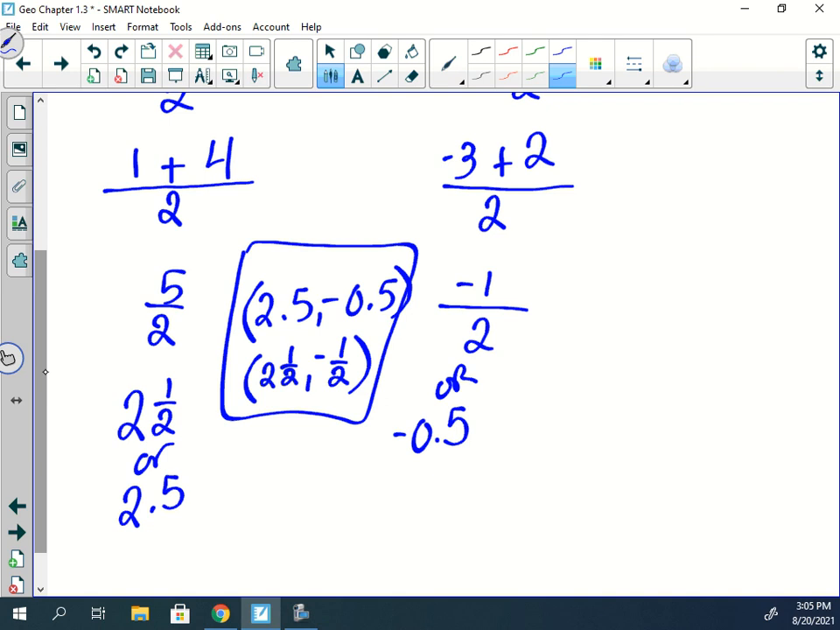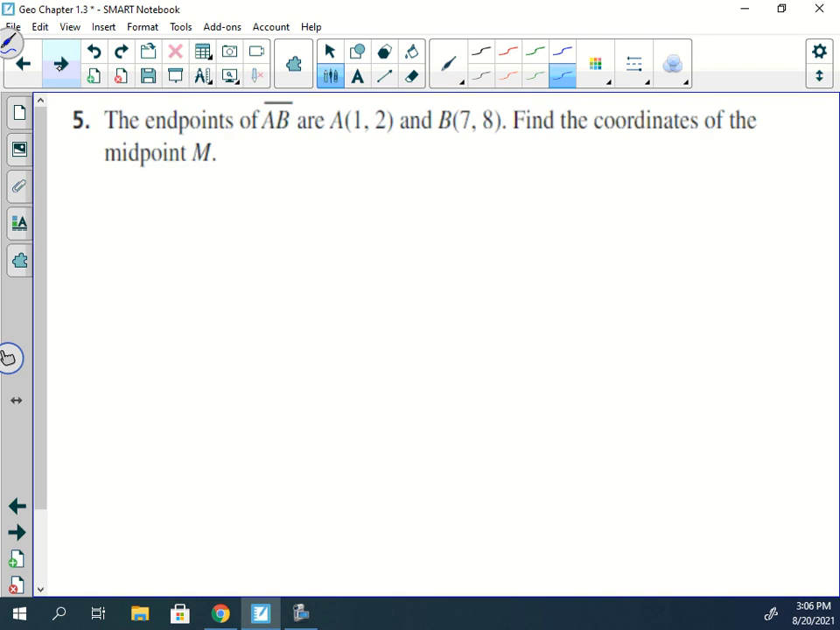Questions on this here? Haven't gotten there yet because we still have more of this to do. Are we good with this here? Yes? Awesome. All right. Let's look at this next example problem. We're not backing up yet.